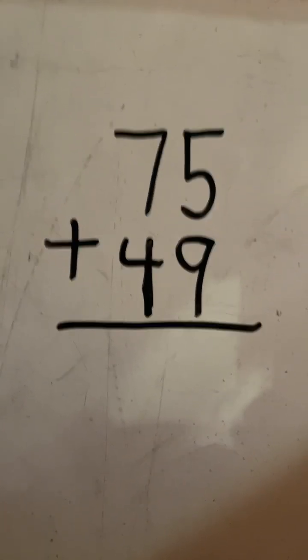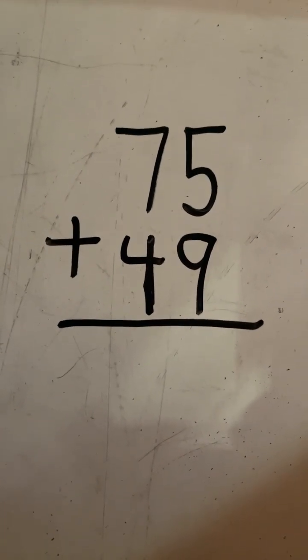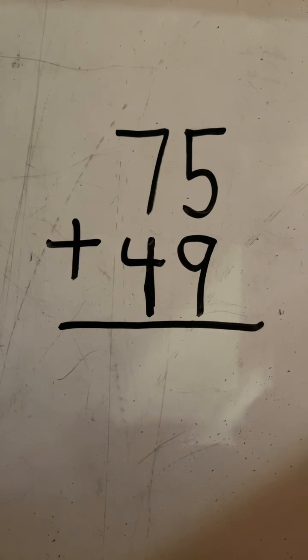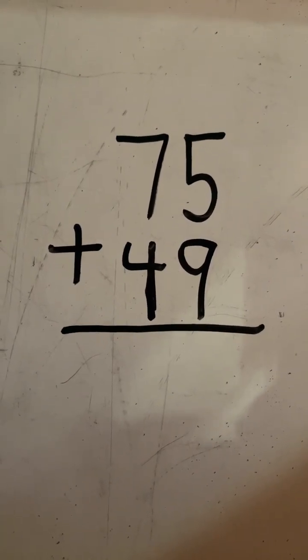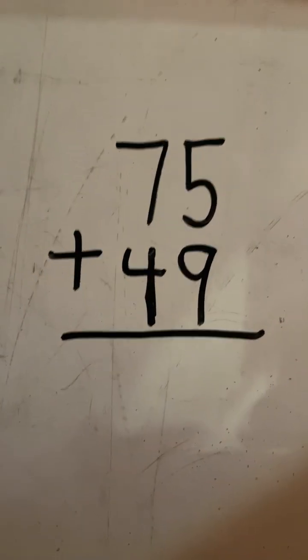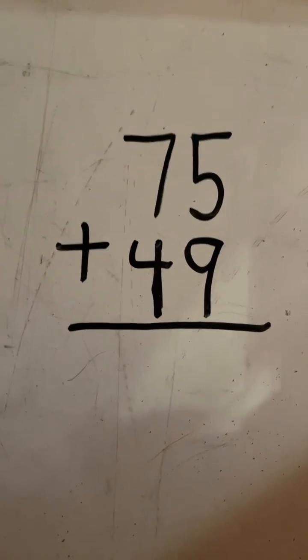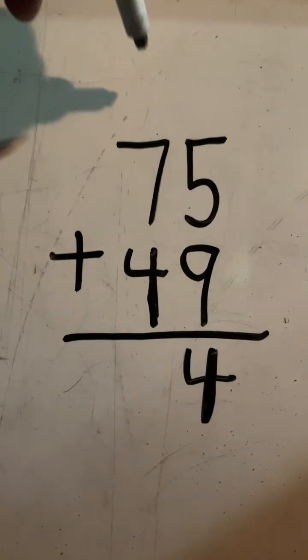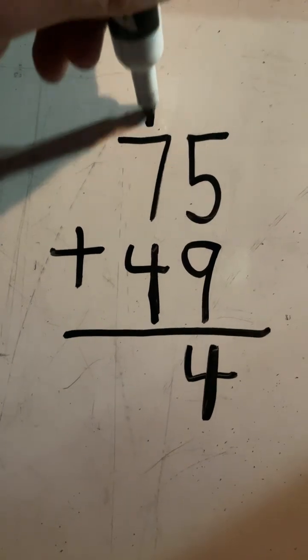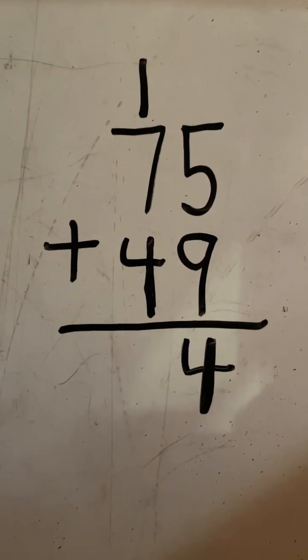At the 7-minute 25-second mark, I'm going to answer. All right, here we go. 5 plus 9 equals 14. Because our sum is more than 10, we do need to regroup. So the 4 in 14 goes in the ones place. The 1 in 14 gets carried over to the tens place.